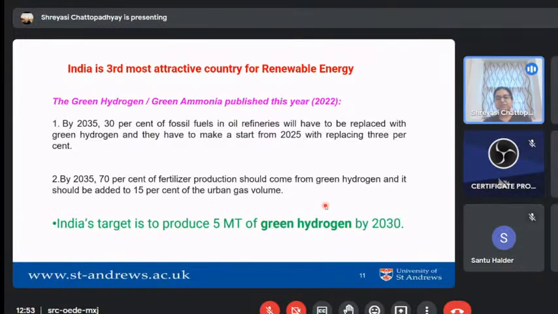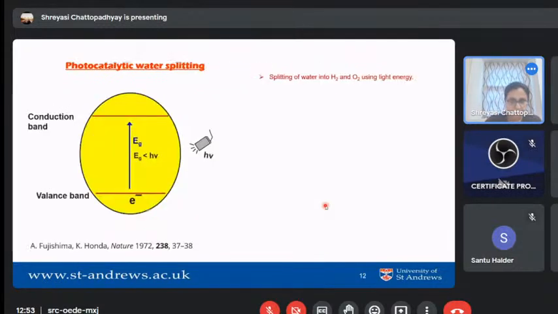Therefore, the main target is to make 5 metric tons of green hydrogen by 2030. So you can understand how important this research field is.